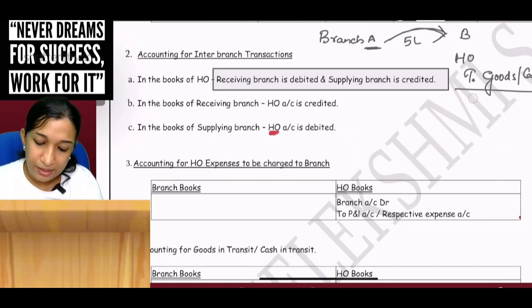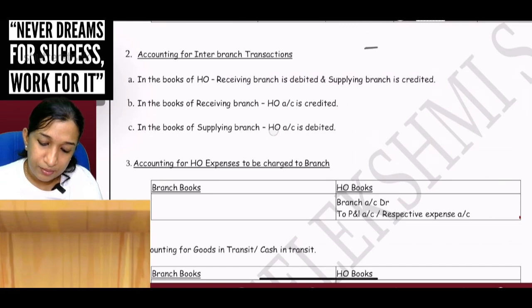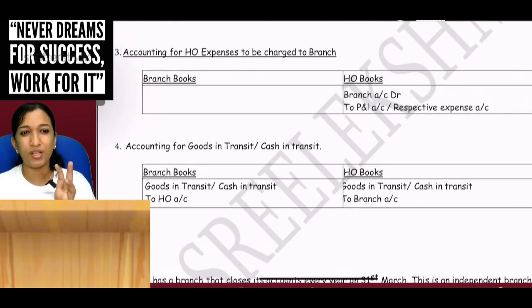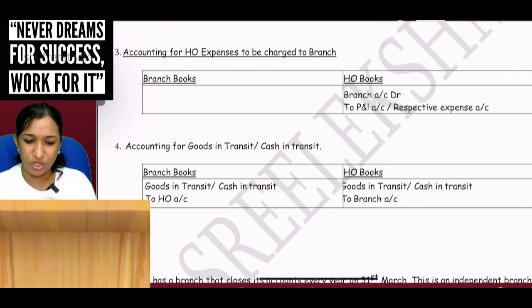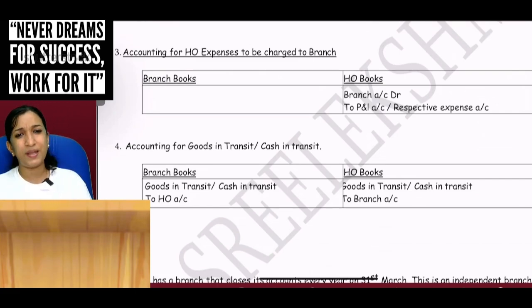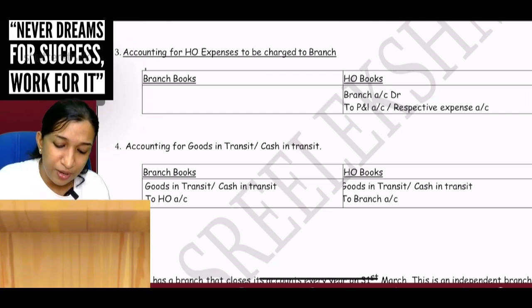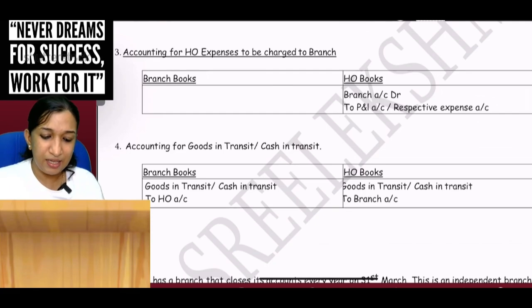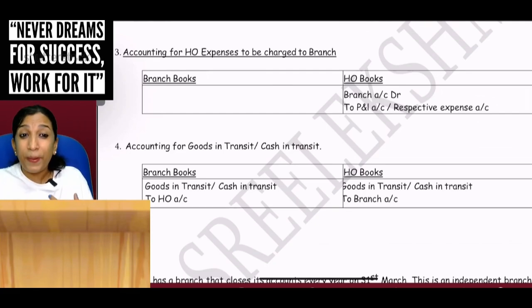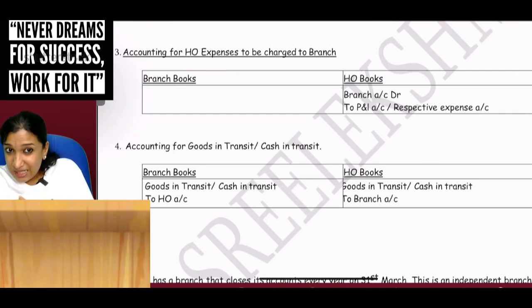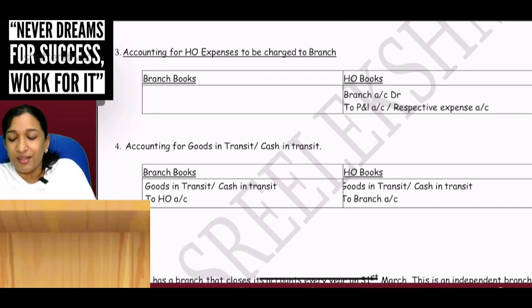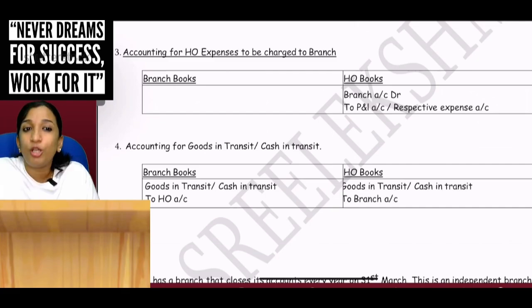Okay. Now, accounting for HO expenses to be charged to branch, in the books of branch. So, what is this area? Head office has spent some expense for the branch, or head office has done some services to the branch. Now, at year end, that expense is allocated to the branch.